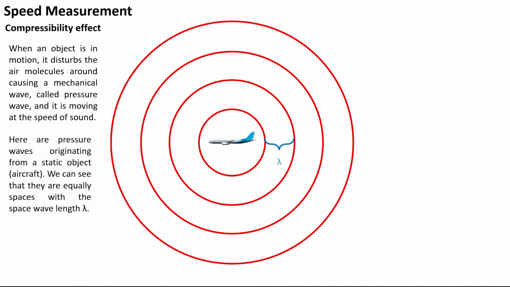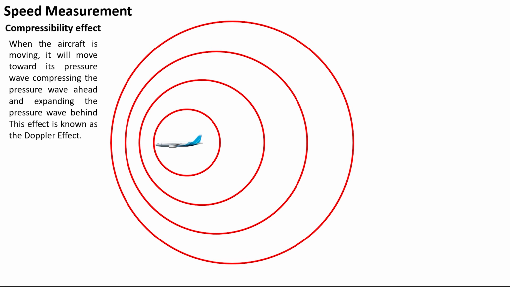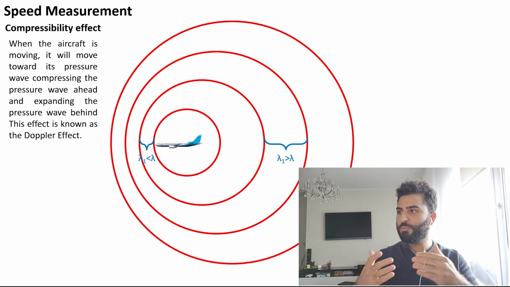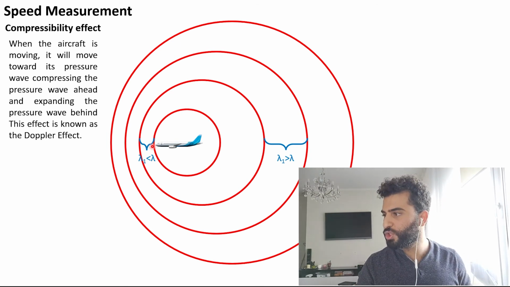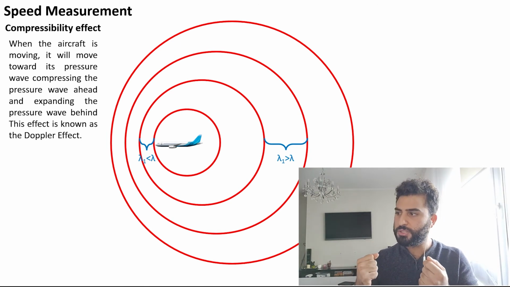And I put here a wavelength lambda. So when the object is in movement, it will generate those pressure waves, and those pressure waves will be closer to each other ahead of that object in movement, so here ahead of the plane, and will be distant from each other behind the plane. So the wavelength here will be bigger than the wavelength in front. This effect is known as the Doppler effect. And so what's happening actually, when you catch up with your pressure waves, when the pressure waves are close to each other here, you are compressing them, and so the pressure is rising.